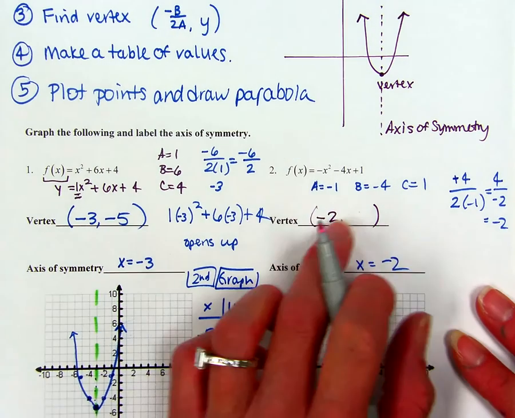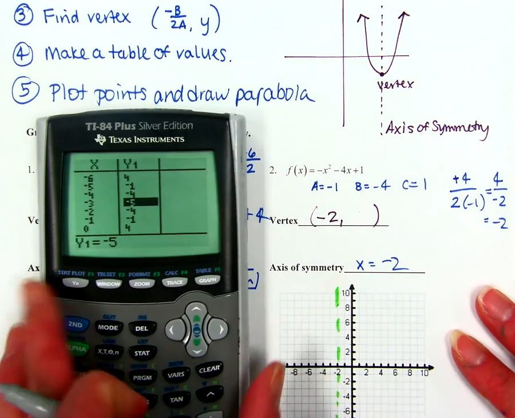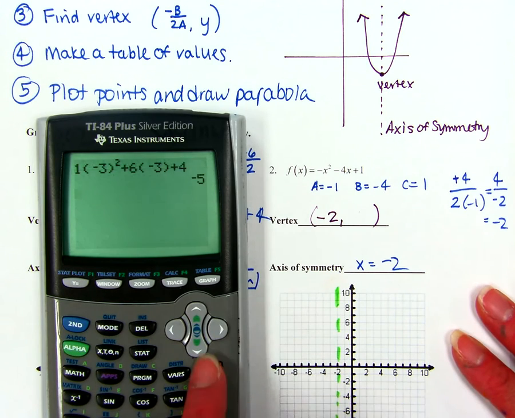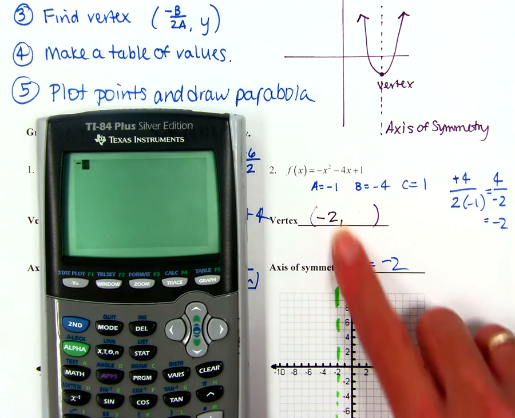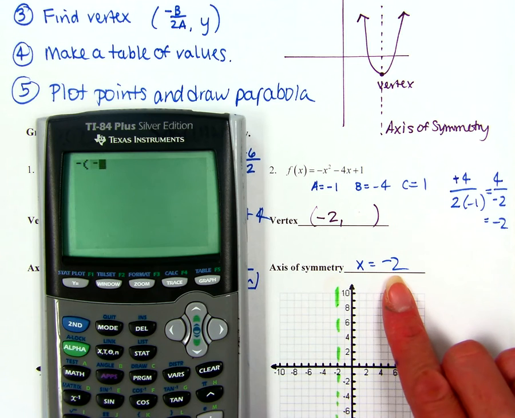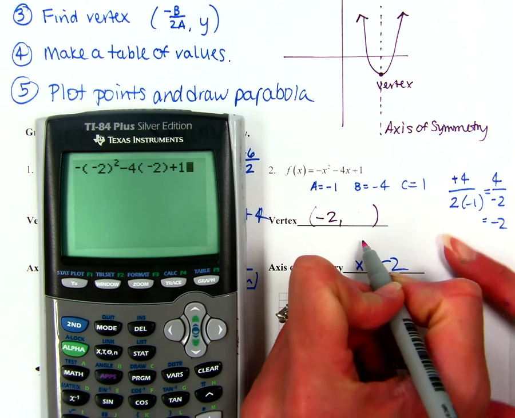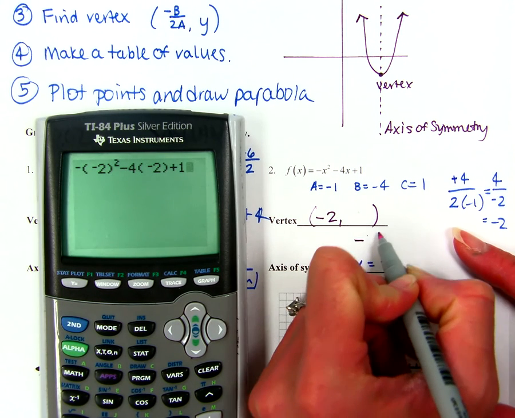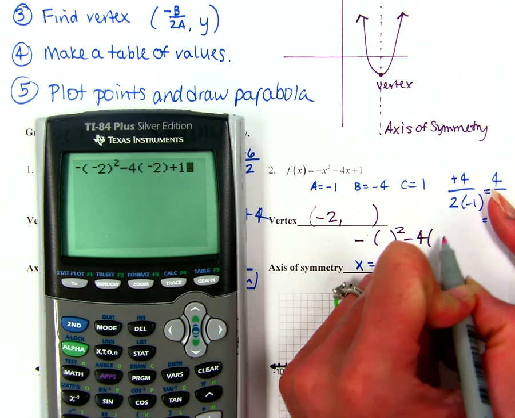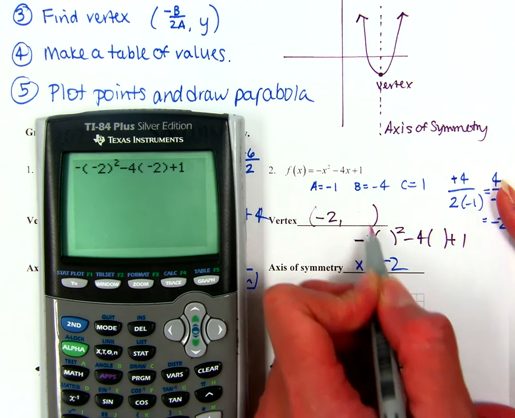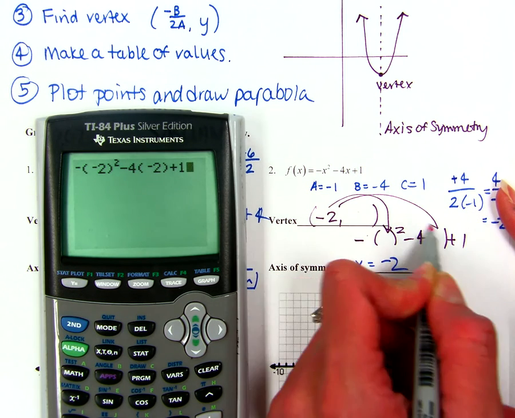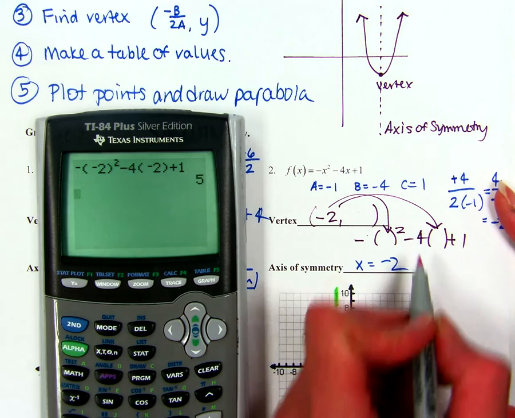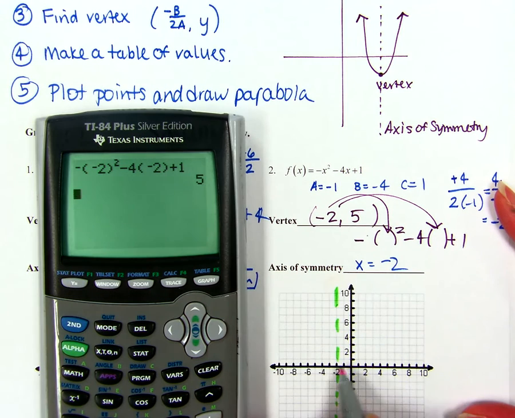And in order to find that, I'm going to take this value and substitute it in for x. So I'm going to use my calculator. And I'm going to do negative, and then in parentheses negative 2, squared, minus 4 times negative 2, plus 1. Alright, so notice that I had a negative, then something squared, minus 4 times something, plus 1. That negative 2 went into both of those places. Okay, so if I hit enter, I get 5. Now I know that my vertex is at negative 2, 5.